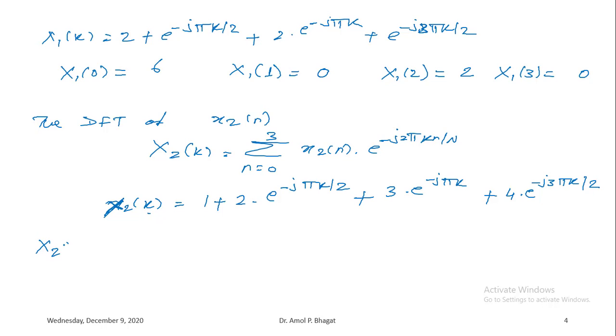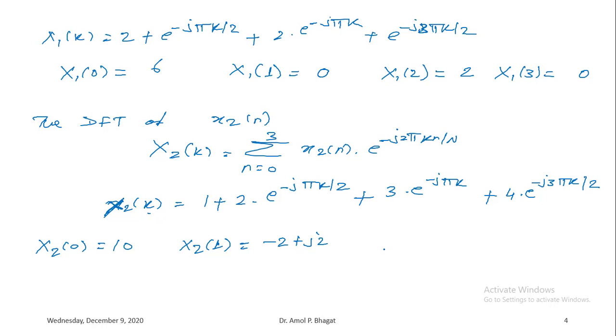So this X2 of 0, after substituting these values, will be 1 plus 2 plus 3 plus 4, so it will be 10, because e to the power 0 will be 1, right? Similarly X2 of 1, I'll get 1 plus 2 into e to the power minus j pi by 2, plus 3 into e to the power minus j pi, plus 4 into e to the power minus j 3 pi by 2. So after evaluating that equation, I will get minus 2 plus j2.